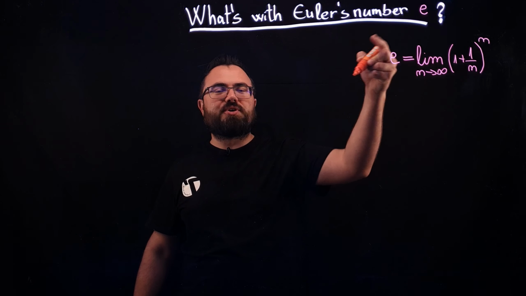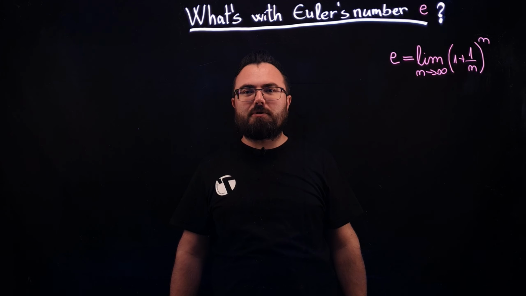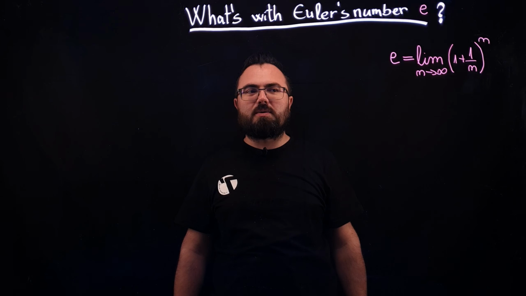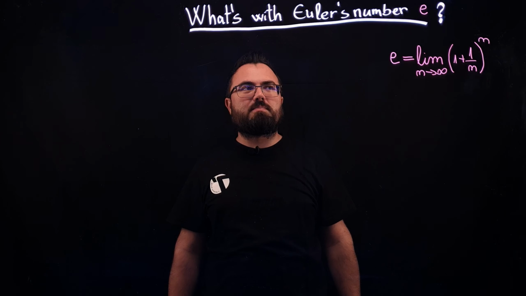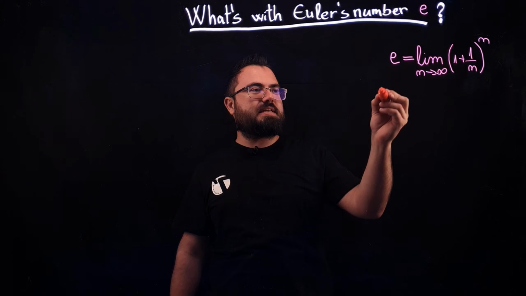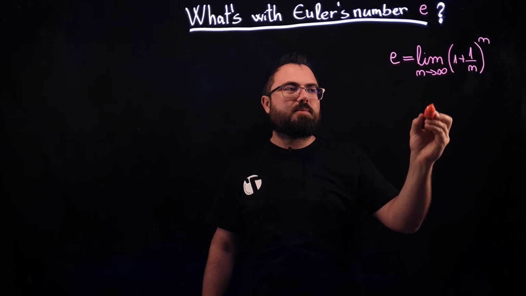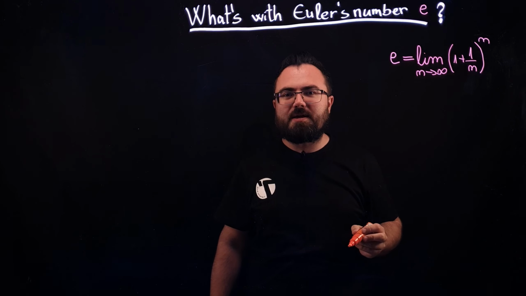What's with Euler's number e? This is our follow-up video to the previous time, when we discussed the first occurrence of Euler's number. We have seen that the definition of e is this one: a limit of (1 + 1/n)^n as n goes to infinity.